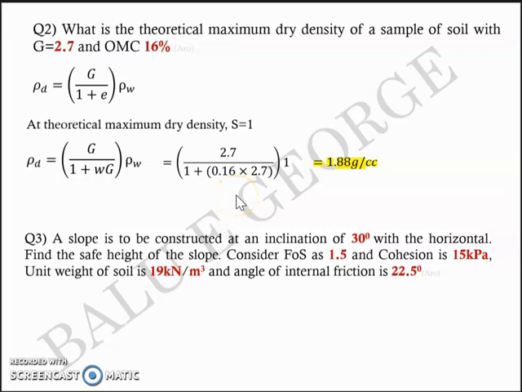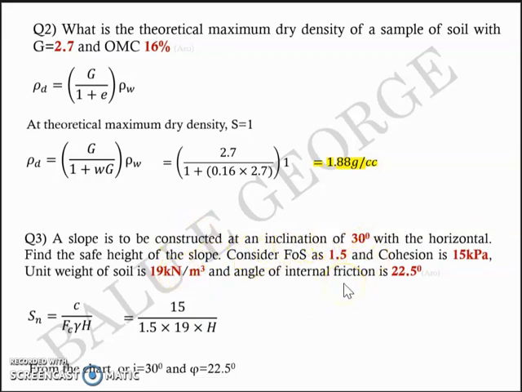So this is something related to the stability number, the Taylor stability number that we discussed, and Sn, Taylor stability number, equal to c by Fc gamma h. c is given as 15 kilopascal. Factor of safety is given as 1.5. Unit weight is given as 19, and the height is unknown. So you have 15 by 1.5 into 19 by h, and for the chart of stability number you have the data 22.5 degree angle of internal friction, and i, the inclination, as 30 degree.